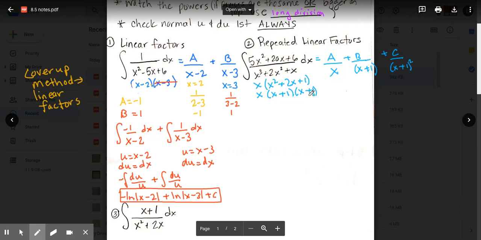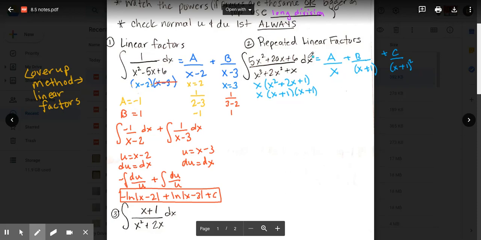You want to show the progression of your repeating linear factors. If you have two of them, your last denominator is x plus 1 squared. If you had a third one here, it would be plus d over x plus 1 cubed. Okay? So with repeating linear factors, you have to show each power. So x plus 1 to the first and x plus 1 squared. Now, we need to find a, b, and c. Okay, just like we did in the last example.